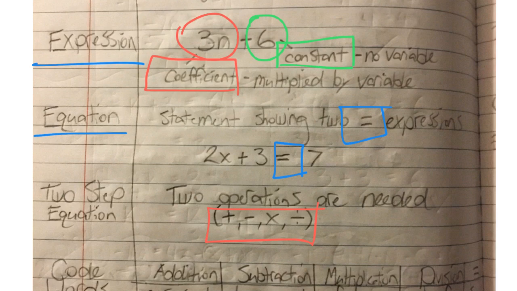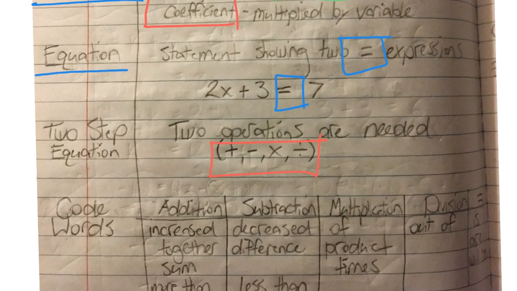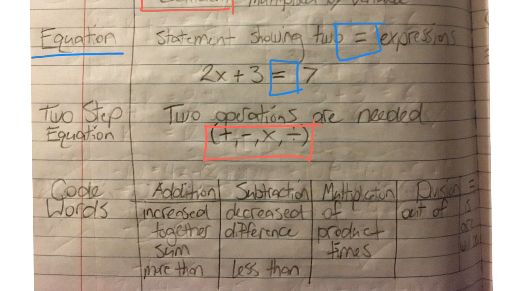Don't forget, we're also going to do a tiny little bit of writing here that is review about our code words. When we go to write equations, two-step equations today, you have to know what these code words are or you're not going to know what operation to write. So for instance, increased, together, sum, and more than, those are all going to be addition. Decreased, difference, less than, subtraction. Of, product, and times, those are going to be multiplication. Out of is going to be division.